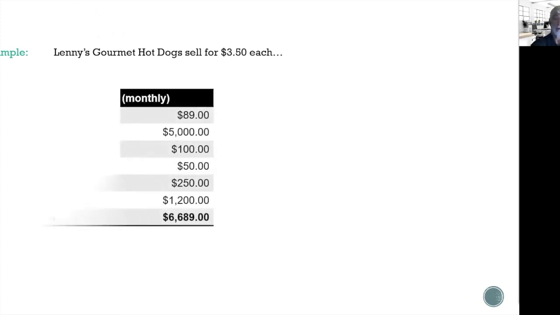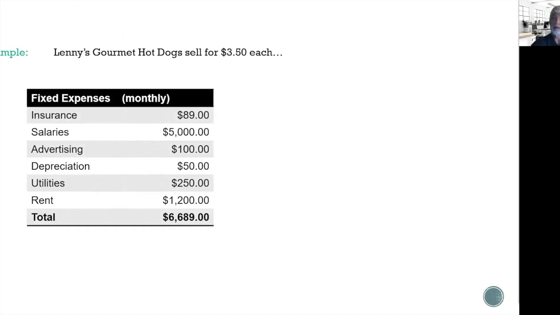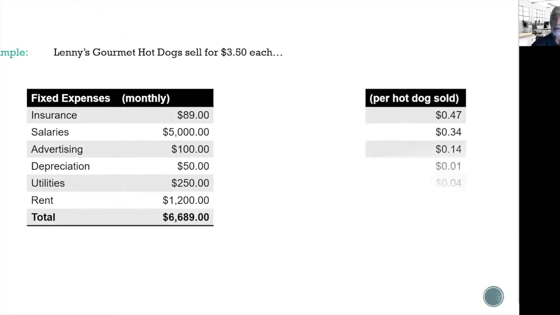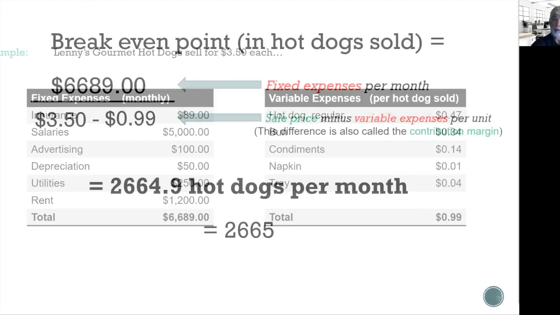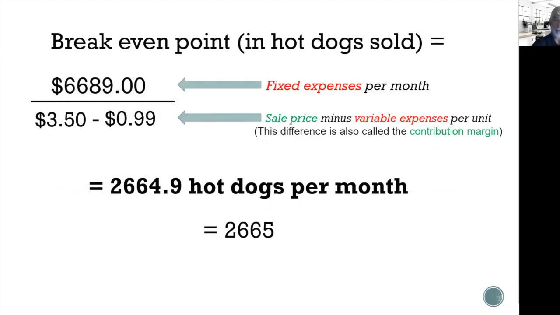Lenny's Gourmet Hot Dogs. They sell for $3.50 a piece. Here's Lenny's monthly expenses. They add up to $6,689. Here's what it costs them to make a hot dog and to sell it, to hand that hot dog to the customer: 99 cents. All right, here's the break-even point in hot dogs sold.